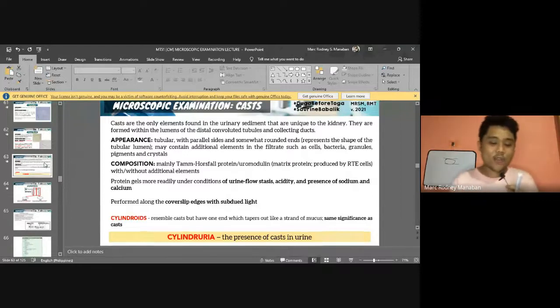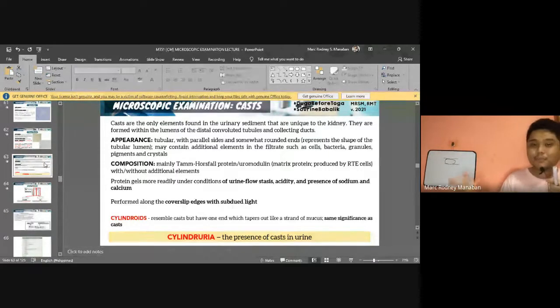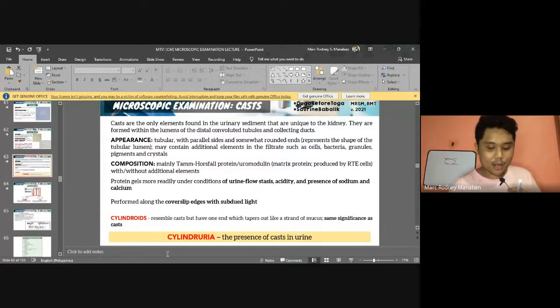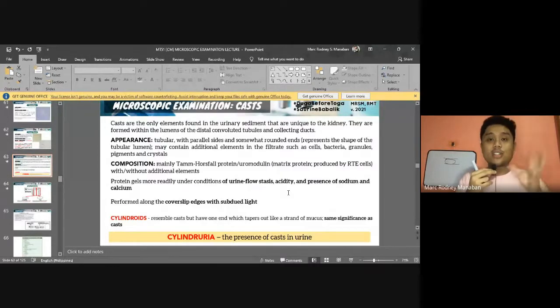Now, the main composition of your cast is, of course, Tamm-Horsfall protein, also known as uromodulin. This is the matrix protein which is normally produced by your RTE cells, renal tubular epithelial cells. It is normally excreted at a constant rate, but during cases of, let's say, exercise or strenuous activities, the excretion rate of uromodulin can increase. That's why it's normal to see casts after exercise or strenuous activities. But after cessation of the exercise, the casts will disappear from the urine.